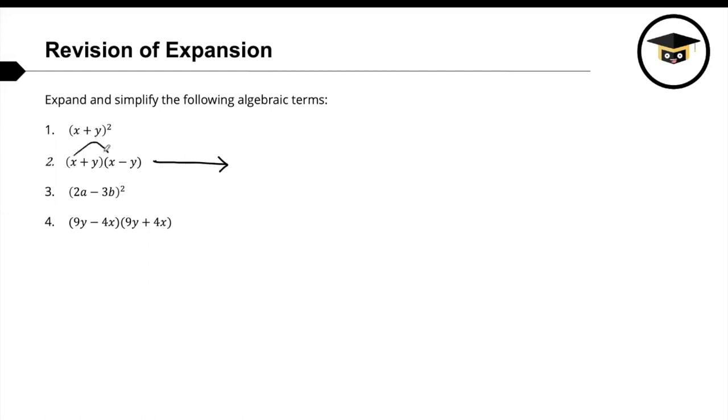So we have x times x, which gives us x squared. Then we have x times minus y, which is minus xy. Then we have y times x, which is just plus yx or plus xy. And then we have y times minus y, which is going to be minus y squared. So now we can hopefully see that there's a bit of cancellation happening because we have the minus xy and the plus xy. So they will cancel out, leaving us with just x squared minus y squared.